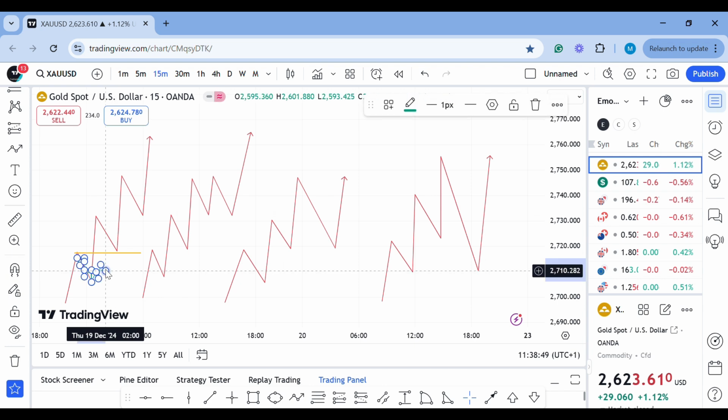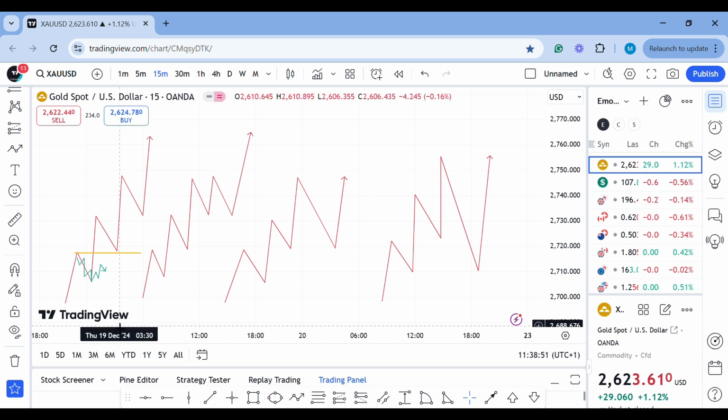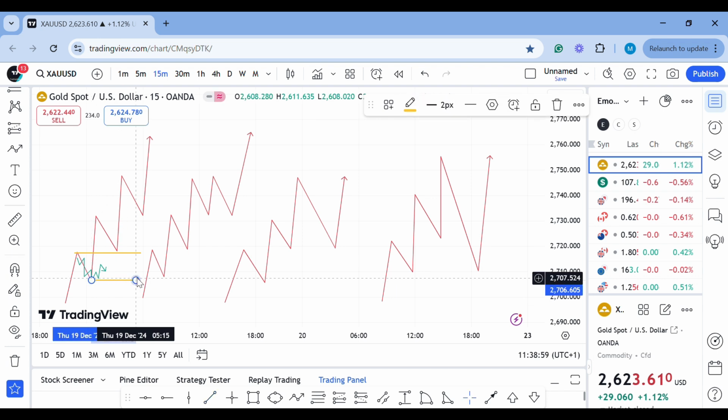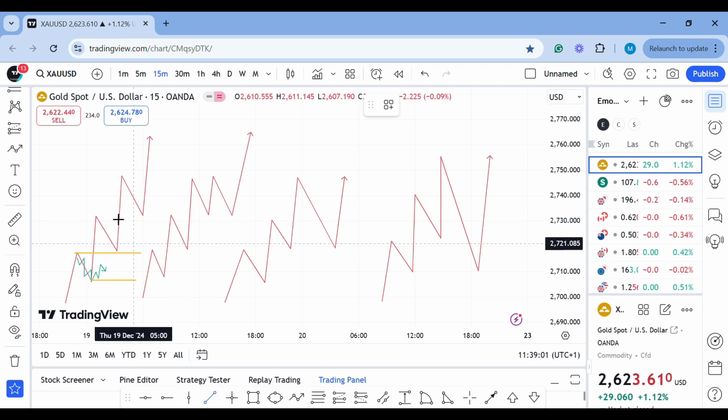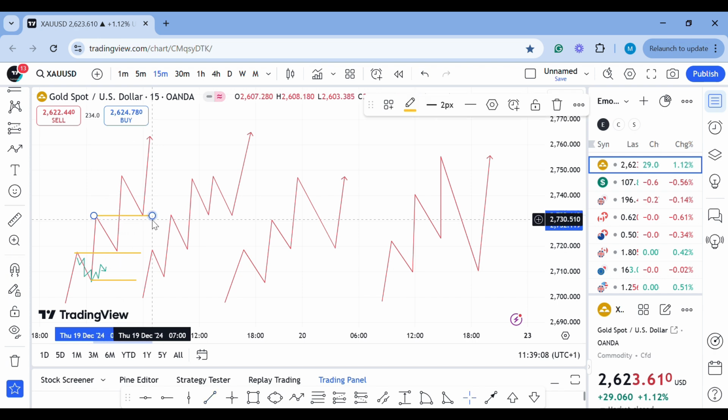So now, after this correctional move has fully formed, you mark out your zone here again. Mark out this zone. Then if this one has fully formed, you mark out this zone. Then now the market is creating another correctional phase. You can see the correctional phase come to the downside. What you should expect is that the market should come and retest this zone, which is this previous high.